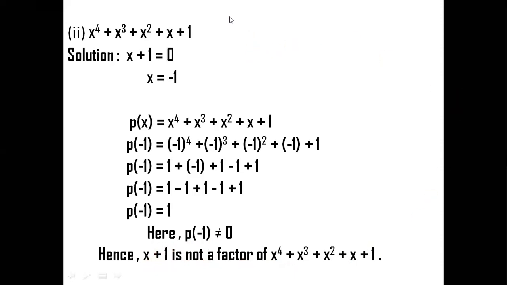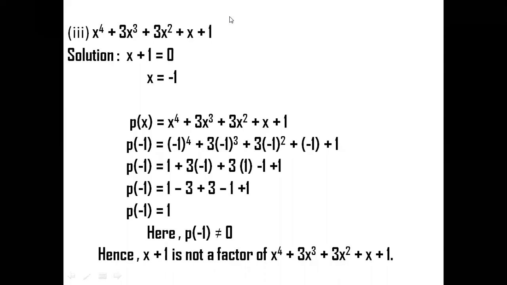Let us get into the next question. The third question is x raised to the power 4 plus 3x cube plus 3x square plus x plus 1. Again, we have been asked to find whether x plus 1 is a factor or not. So x plus 1 is taken is equal to 0. That gives me plus 1 goes to the other side and it gives me x is equal to minus 1. So as I did in the previous sums, all that I shall be doing is replace the value of x by minus 1.